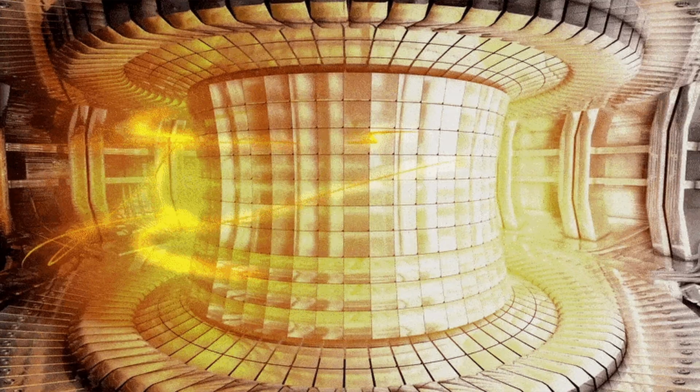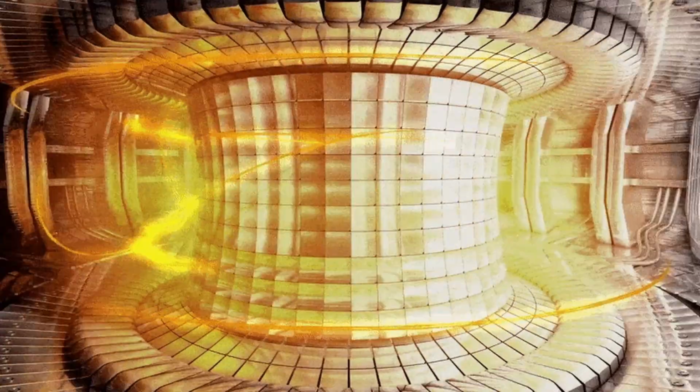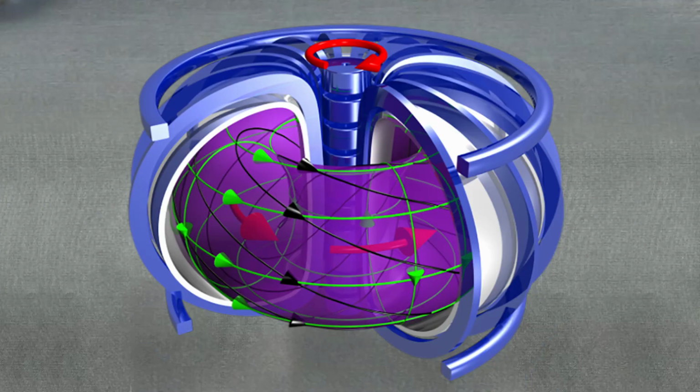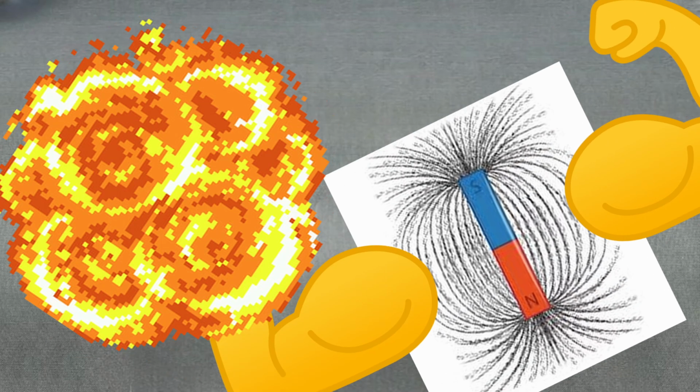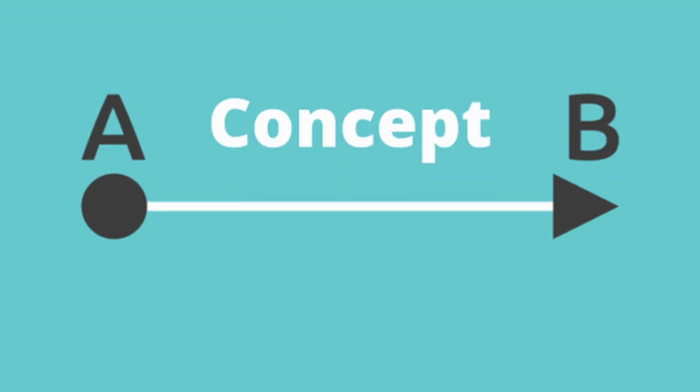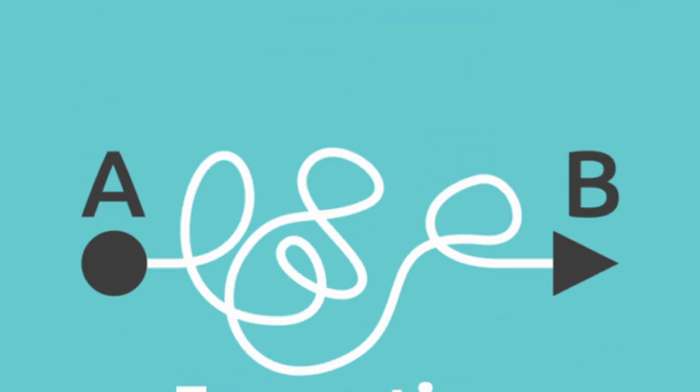One of the approaches to confine this extremely hot reaction and push the atoms together is called magnetic confinement. In this method, extremely strong magnetic fields are used to force the reaction to stay in one place. As you can see, this concept is simple, but the execution is a massive technical challenge.